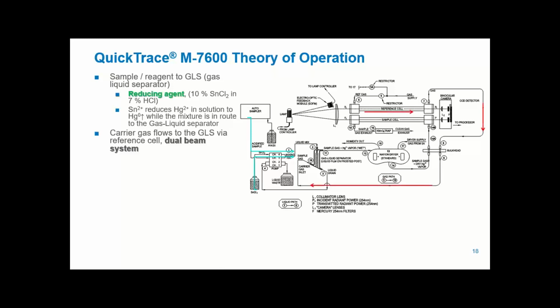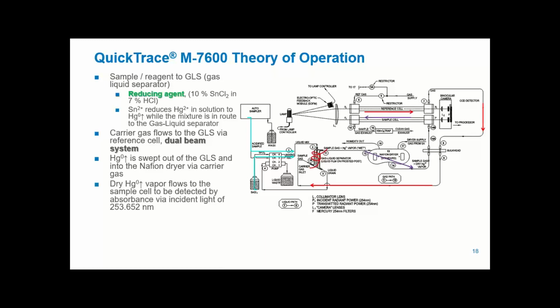The carrier gas then flows to the GLS by the reference valve and sweeps around the center post. This sweeps the mercury vapor into the Nafion dryer and removes the water vapor from the gas stream. And then the dry mercury vapor flows into the sample cell to be detected by absorbance with an incident light source of 253.652.